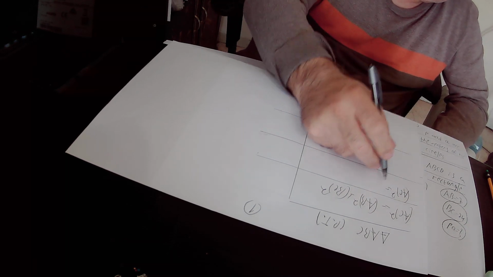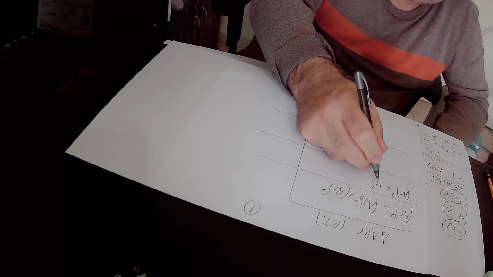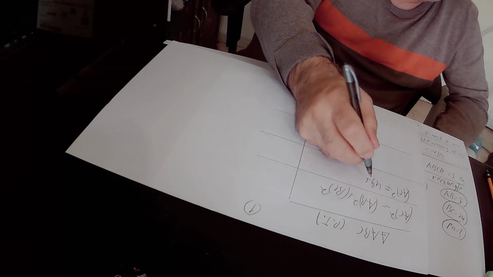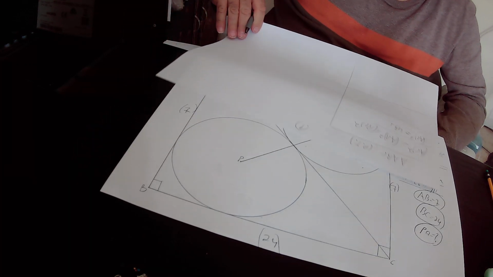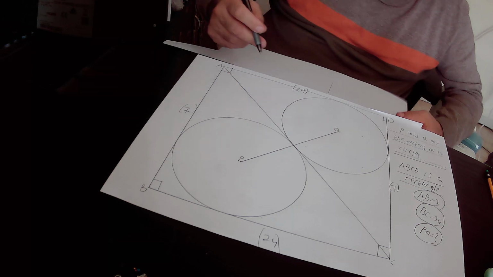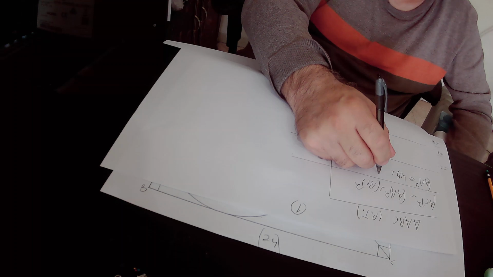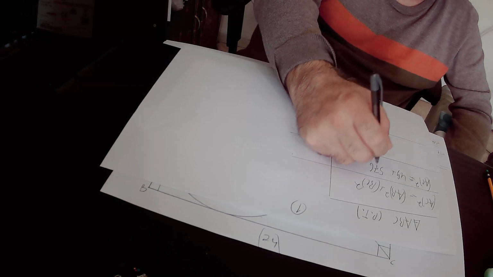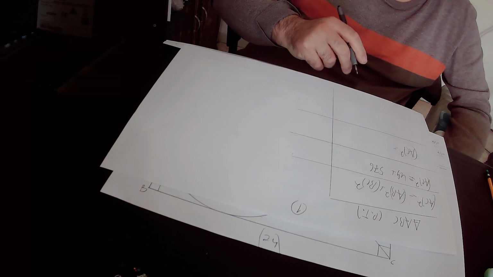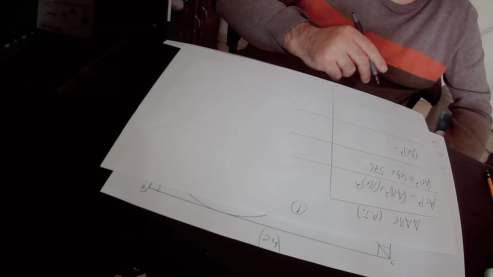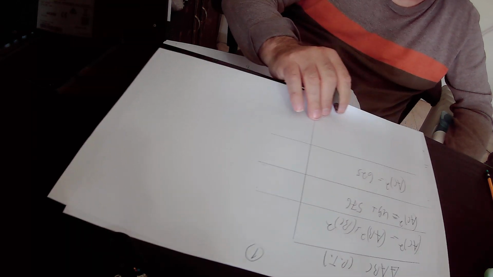equals AB square. AB is 7, therefore AB square is 7 squared, that is 49, plus BC square. BC equals 24, therefore BC square is 24 square, that is 576. So in total, AC square equals 49 plus 576 is 625. So AC square equals 625.